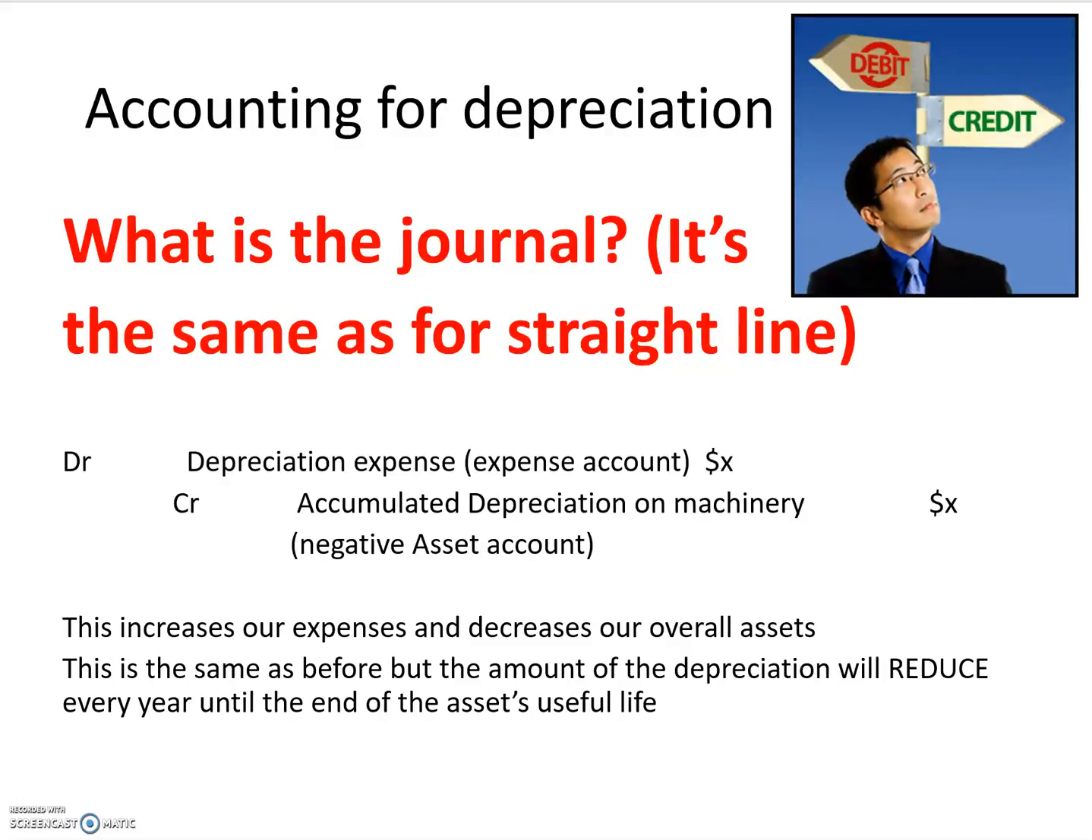Now, before we do that though, the journal is exactly the same as it was before. So you don't have to learn two different ways to journal it. We're still going to debit depreciation expense. We're still going to credit accumulated depreciation on machinery, but the amount is going to change this time.